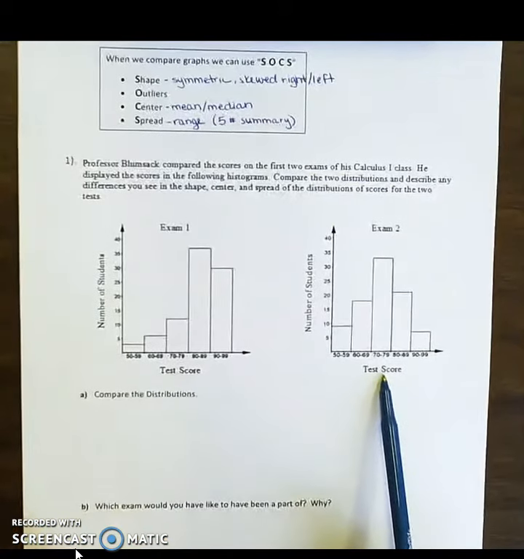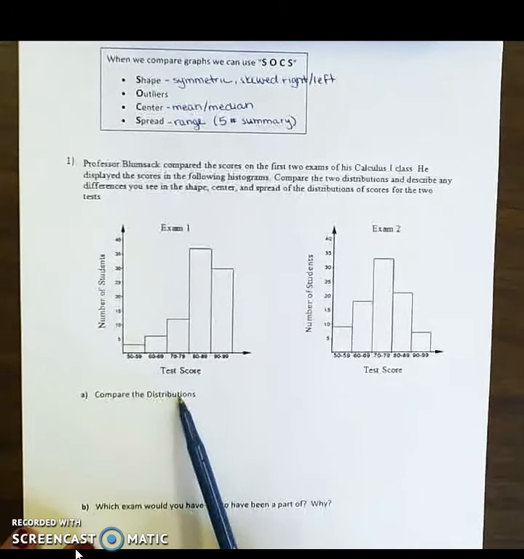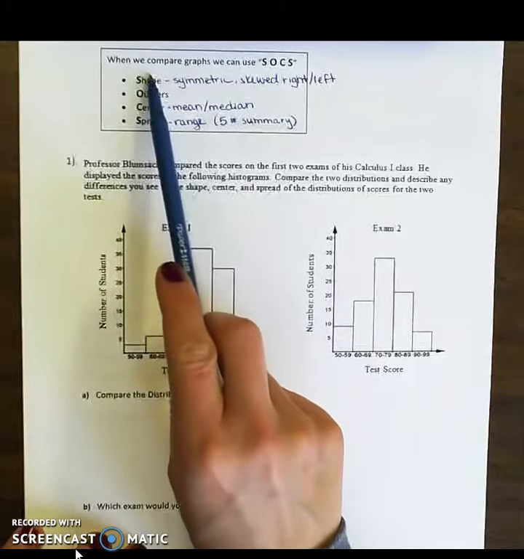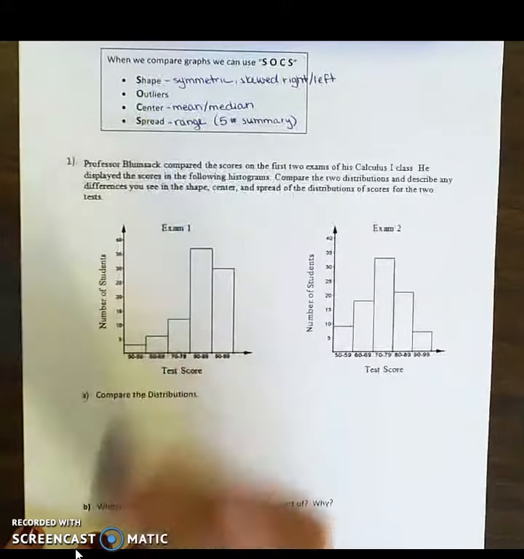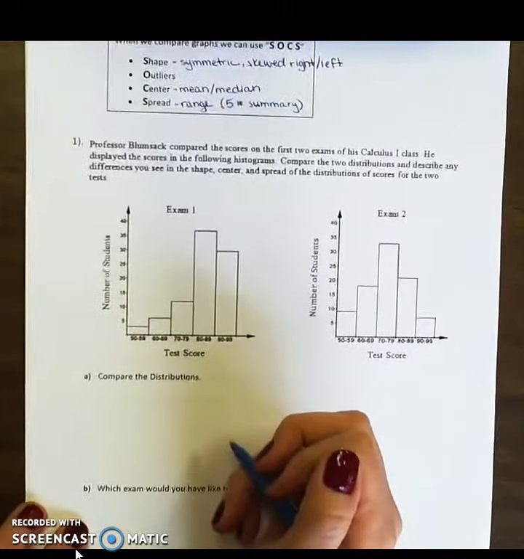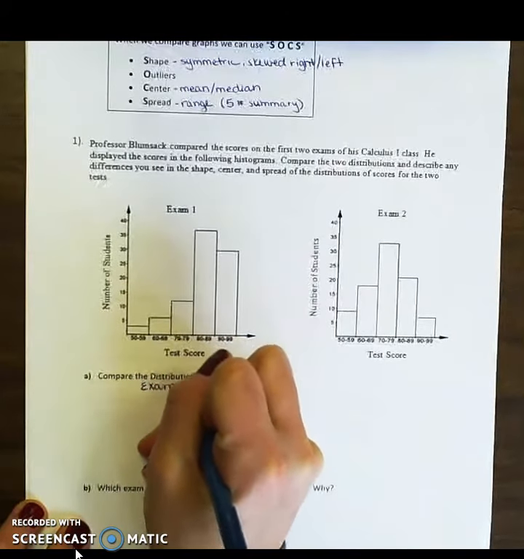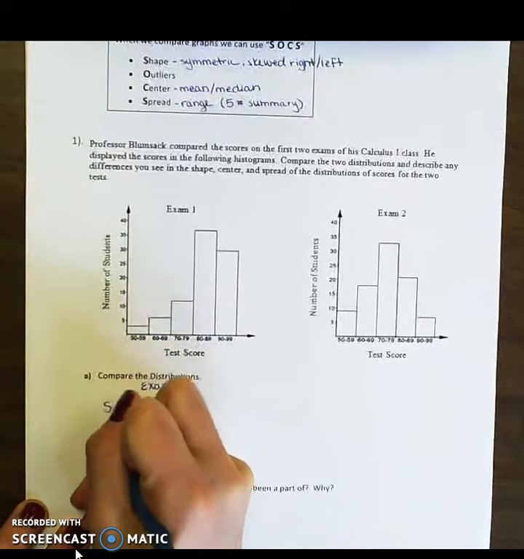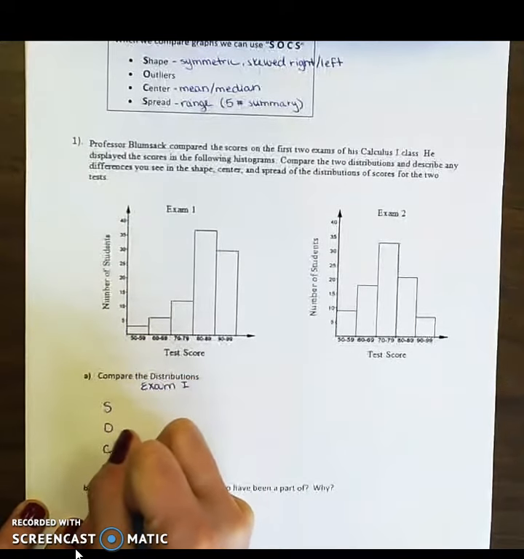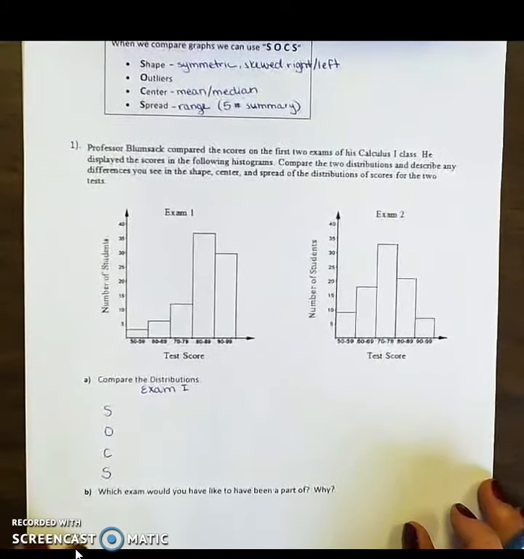The first thing we want to do is compare the distributions. So we're going to go through the SOCS method. Underneath here, I'm going to write exam 1, and S-O-C-S.